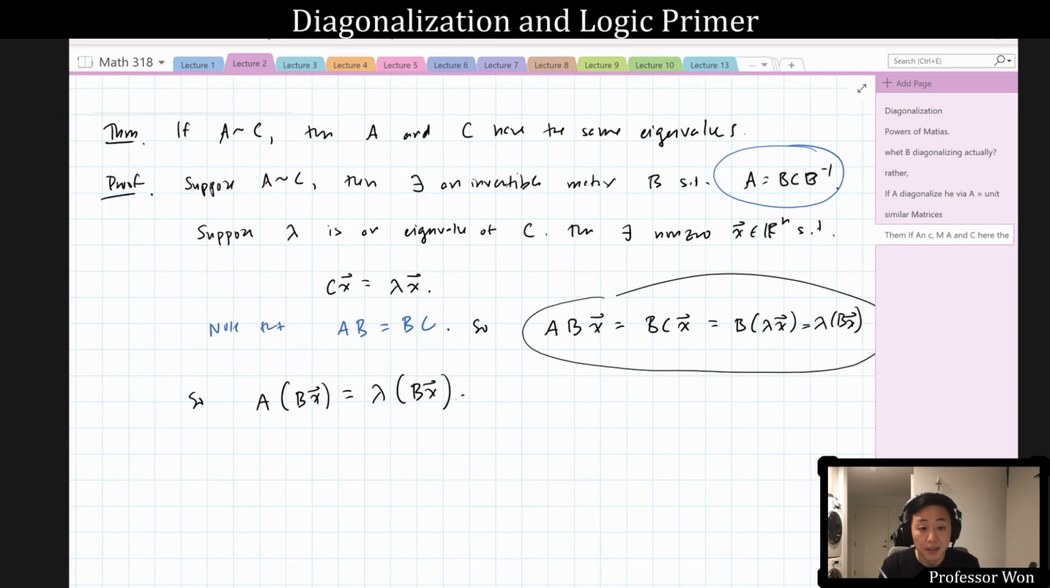Now, also, since B is invertible and X is non-zero, BX is also non-zero. That's one of the characterizations of an invertible matrix, that there are no non-zero vectors in the null space. So what do I have here? I have a non-zero vector BX that, when you multiply by A, is just scaled by the scalar lambda. In other words, lambda is an eigenvalue of A.